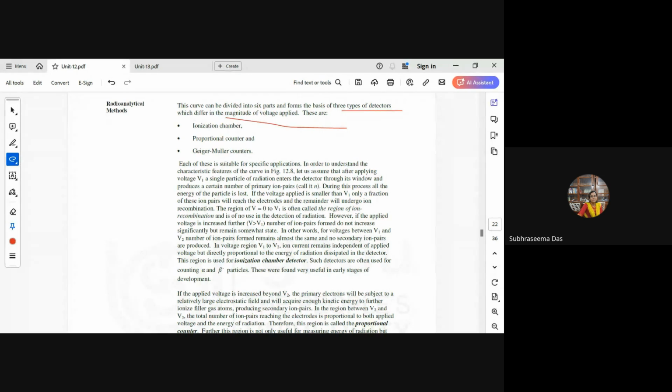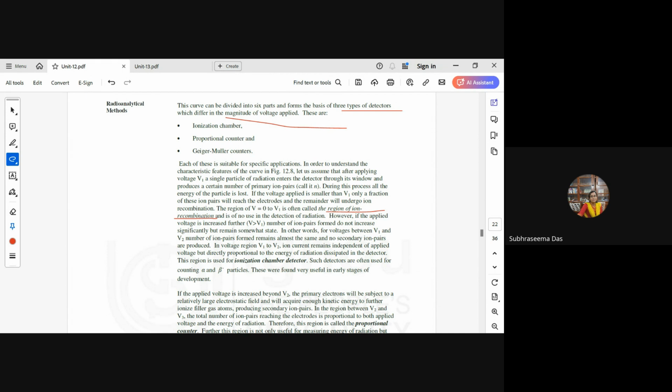Further, if the voltage applied is very small, then only a fraction of these ion pairs will reach the electrode and the rest will undergo ion recombination. So this region of V equal to 0 to V1 is called the region of ion recombination, and it is of no use because it does not detect any ions in this process.